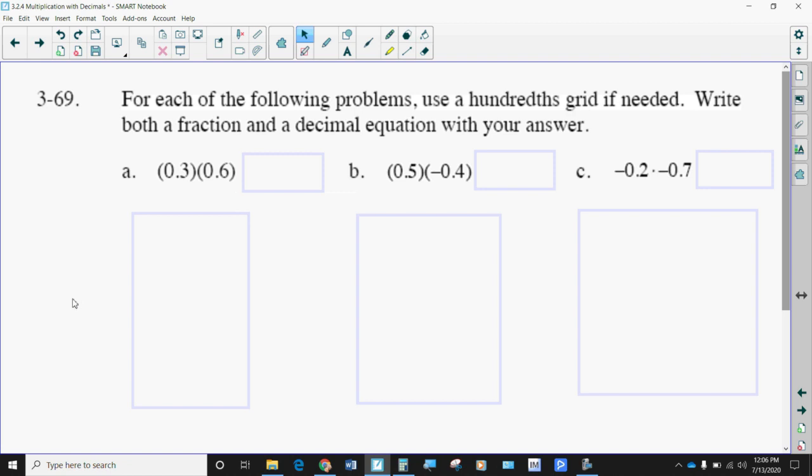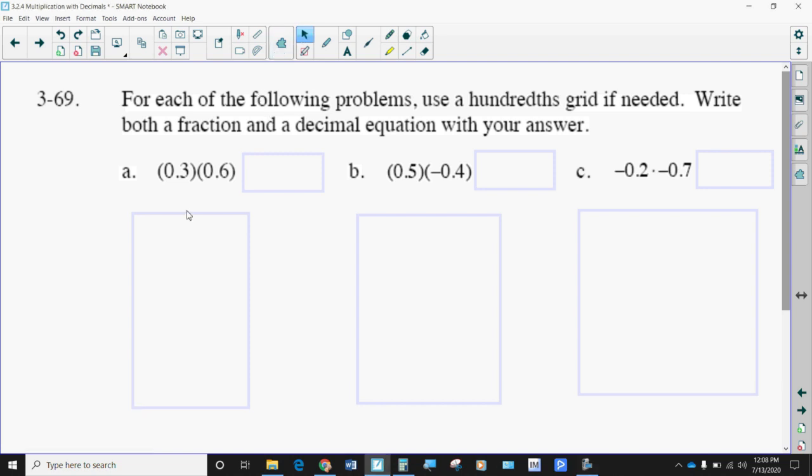All right, so this is the last problem. What I'd like for you to do is copy down each one of these problems, solve it using the fraction versions of these numbers, then solve it using the decimal versions, and write both your decimal and your fractional answer. Okay? Go ahead and pause. When you're ready, we'll do the big reveal.